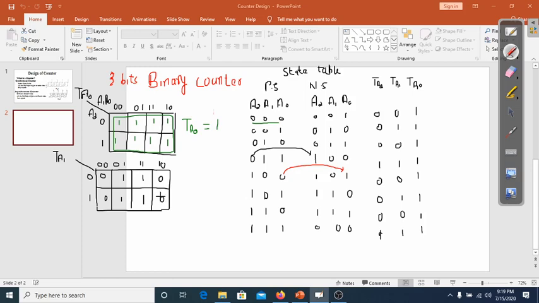Now by simplifying this K map, this column will be simplified. A2 prime will simplify with A2, and here A1 prime will simplify with A1. So I will get TA1 is equal to A naught.